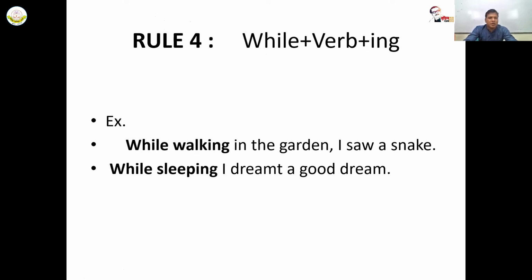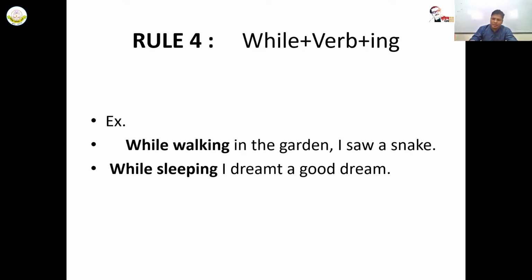And rule 4: while plus verb plus ing. That means when a sentence begins with the word while, the verb will take the ing. For example, while walking in the garden, I saw a snake. While sleeping, I dreamt a good dream. So when you notice a long sentence, just keep in mind the small rules and the small examples. Don't hesitate or get puzzled when you see a big sentence, but just focus on the main part.